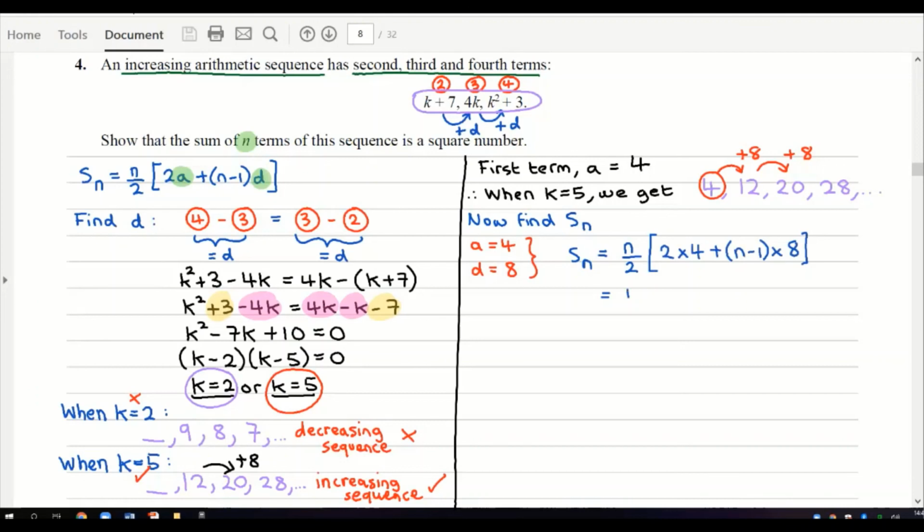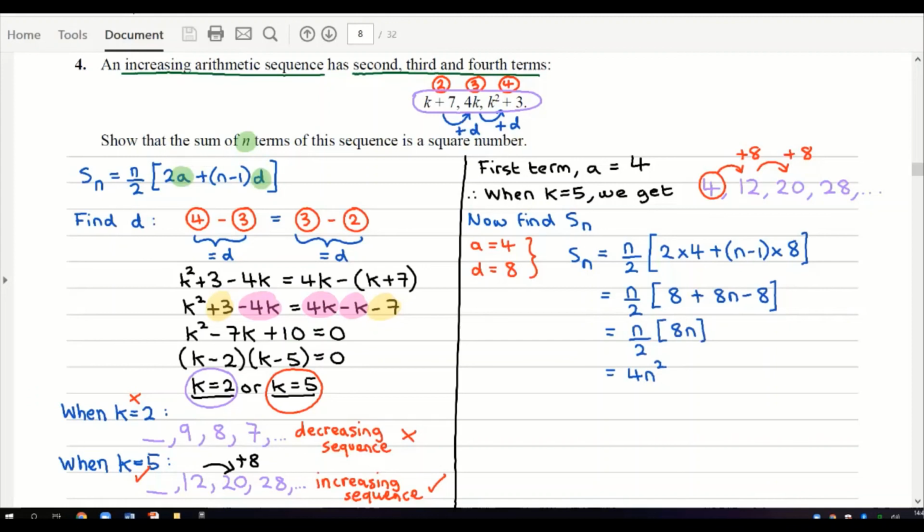All right, so we have n over 2 times 2 multiplied by 4, which is 8. And then if I expand the bracket, that's going to be 8n subtract 8. Now the 8s will cancel out. So this is going to be n over 2 multiplied by 8n. Now this is going to equal n squared times 8 over 2, which is 4. So this is going to be 4n squared.